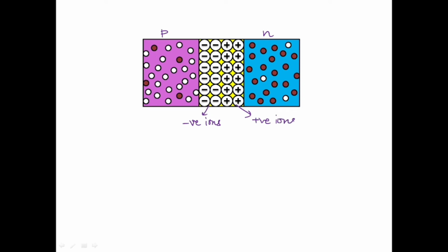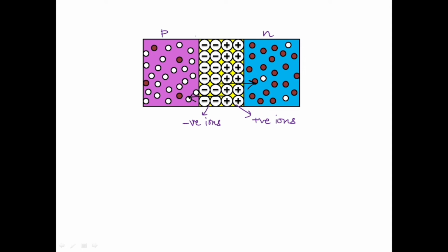As these negative ions start building up on the P side and start accumulating at the central junction region, they will start repelling the electrons towards the N side. The positive charge on the N side will repel the holes towards the P side. So they will stop further movement of these carriers across the junction. So no current will flow. And this is said to be the state of equilibrium.